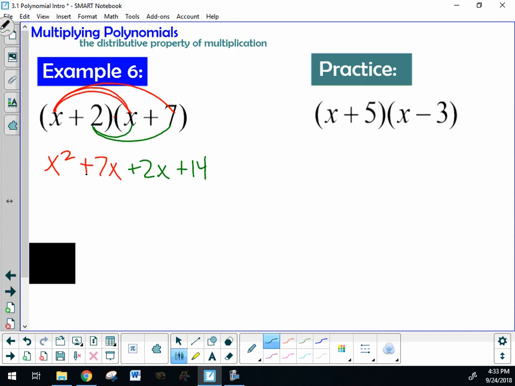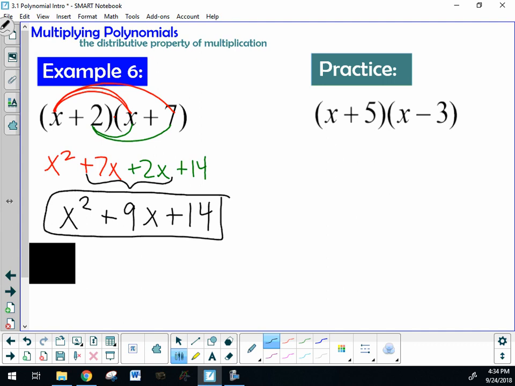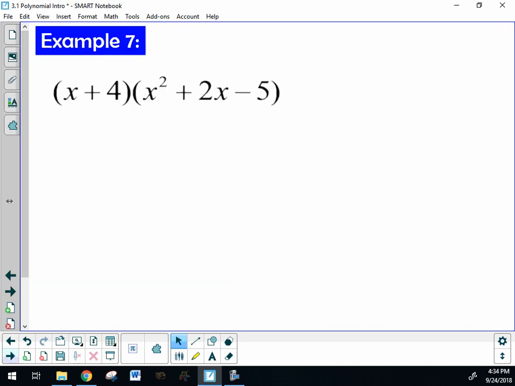So oftentimes you end up with a couple of like terms when you do this. So in this case, our final answer would be x squared plus 9x plus 14. And I think I'm going to skip that practice one. There's some notes posted that will show you the answer to that if you want to check your work.